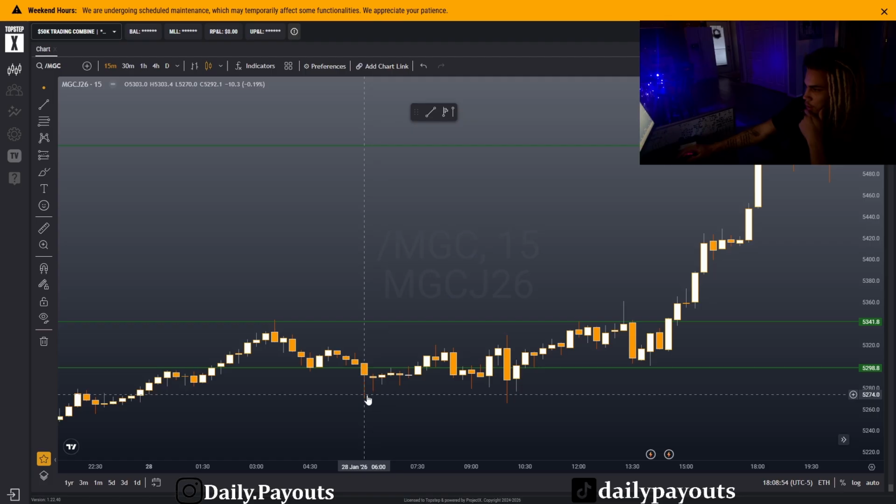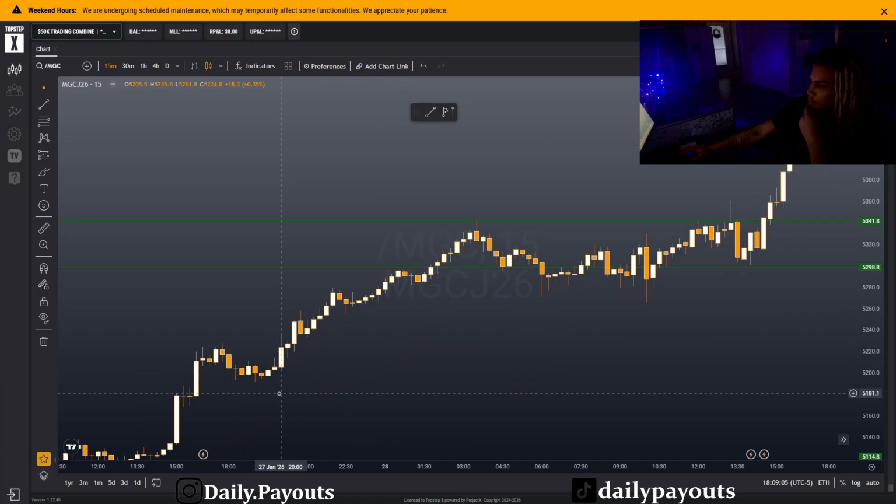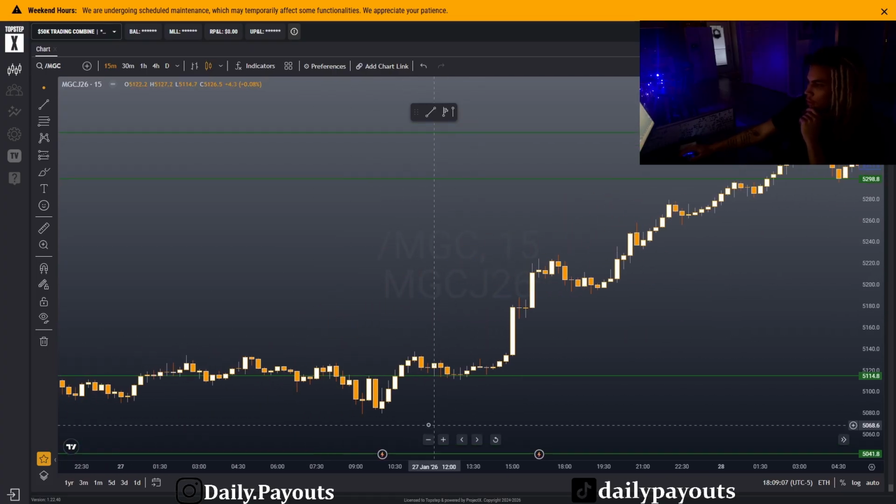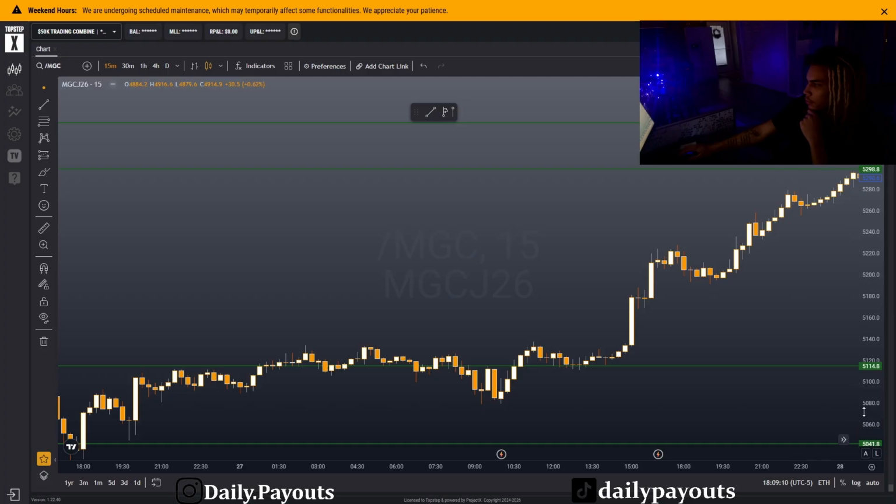You close like this with a crazy wick. It's not a lot, but you could have entered right here. I didn't feel it, so I guess that's not really a breakout. So I wouldn't have entered that for real.